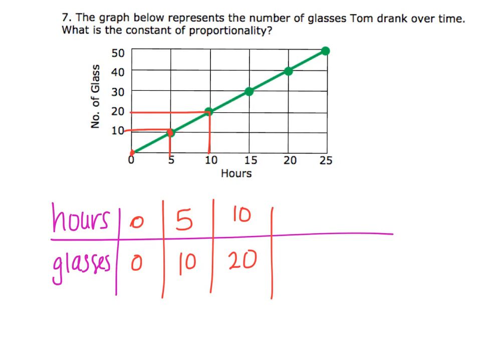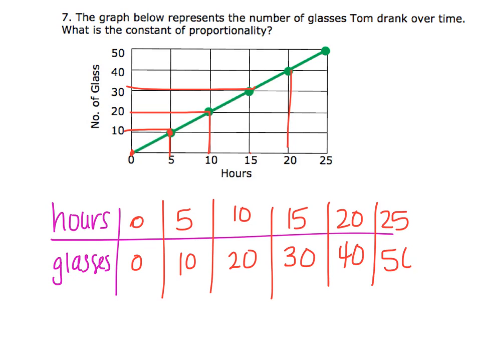You guys seeing how I find this? 15 hours, he drank 30 glasses. 20, he drank 40 glasses. And in 25, he drank 50 glasses. All right, so I want to know what's the constant of proportionality. Basically, that means what's the unit rate? Okay, again, that's just another word for it. So how many glasses does he drink per hour?